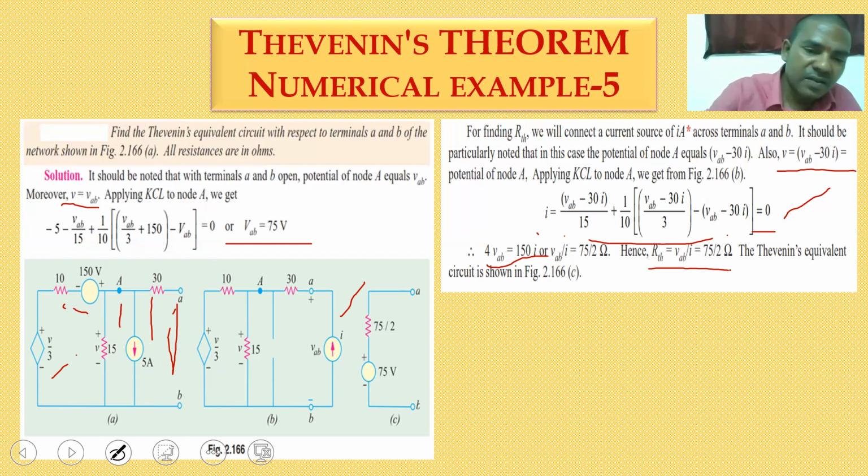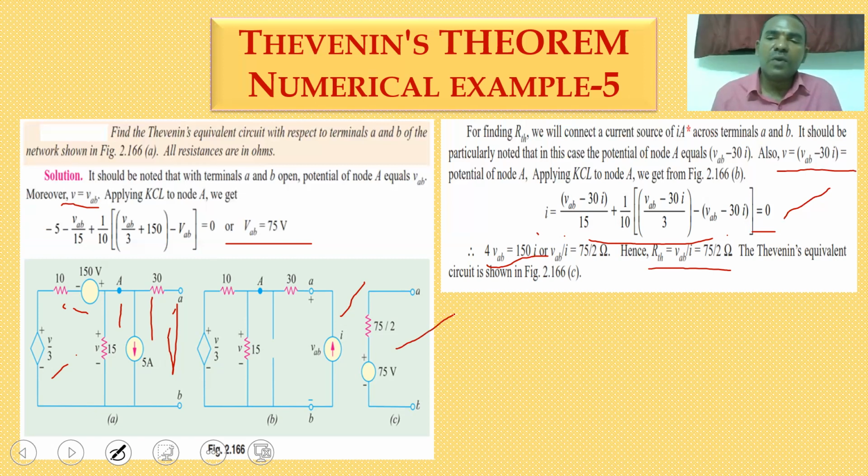So the Thevenin's equivalent circuit is a voltage source in series with the resistance. The voltage source value is VTH equal to 75 volts and the RTH value is 75 by 2 ohms. So like this you have to go for the Thevenin's problems.